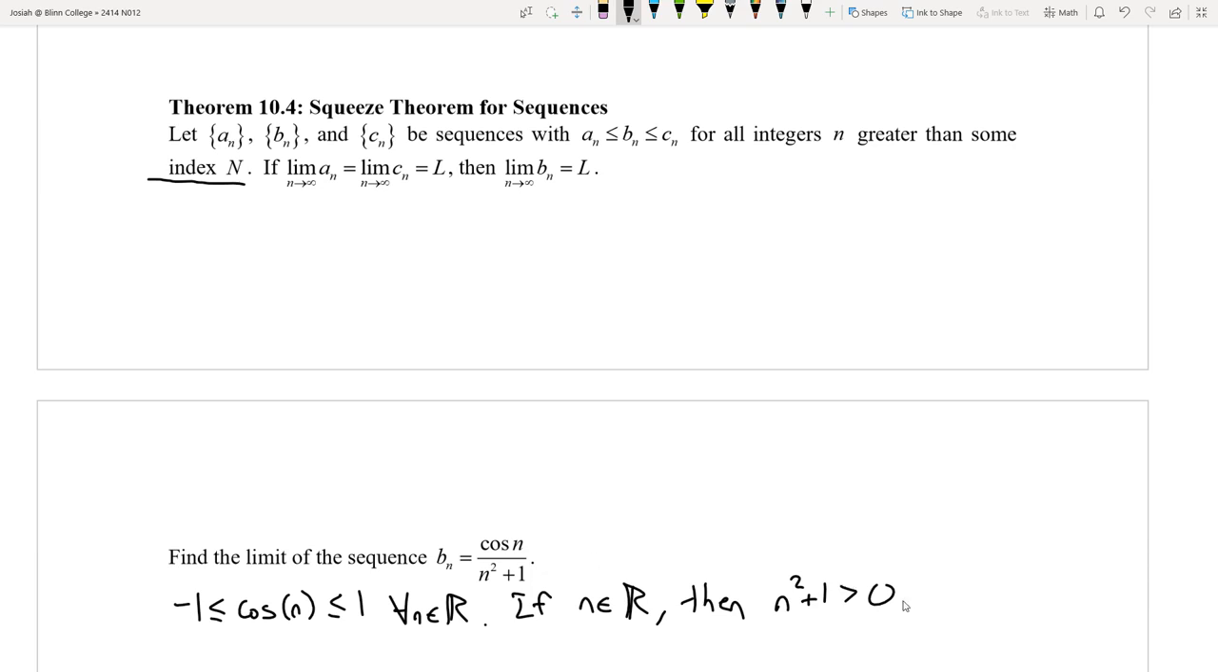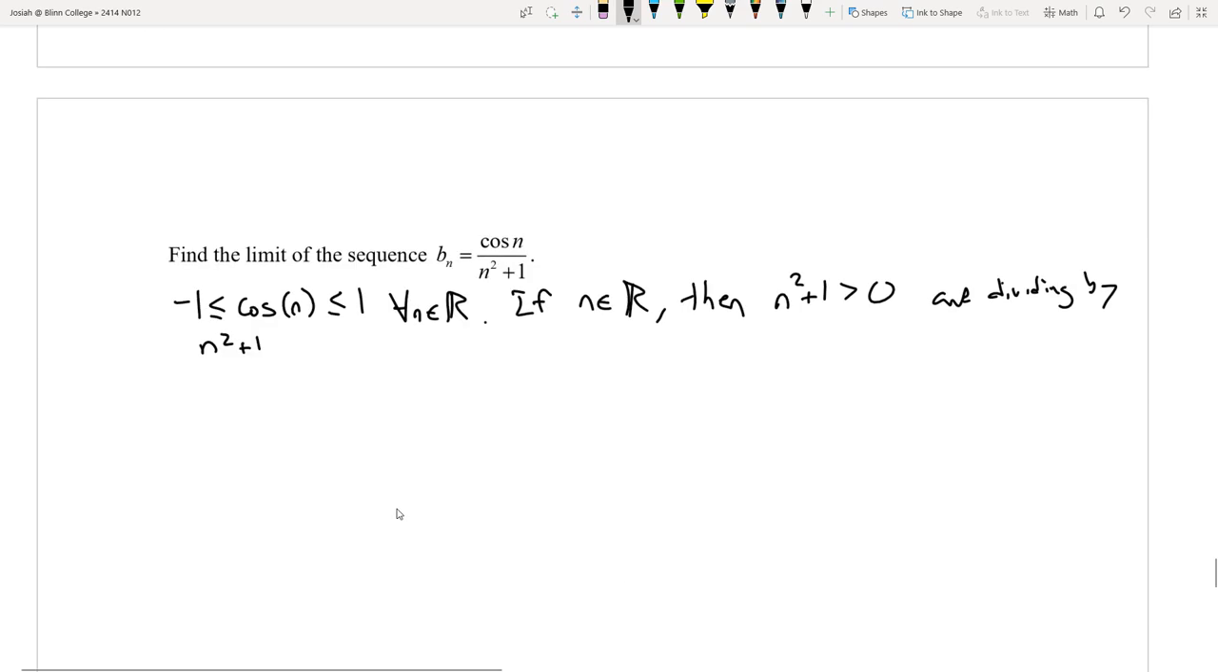So acknowledging that, we have our solution here. Dividing by n squared plus 1 does not change the direction of inequality. So we don't have to switch our signs. And so we establish that, so we can go ahead and divide.